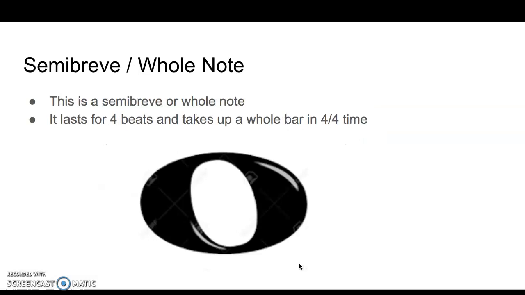So we're going to look at the first type of note here. This is what we call a semibreve. It's like an oval, really. Another name for a semibreve is a whole note, and it lasts for 4 beats, and it takes up a whole bar in 4/4 time. And considering that the majority of music you're going to come across will be in 4/4 time, it explains why we call it a whole note. It takes up the whole bar in 4/4 time, 4 beats each.